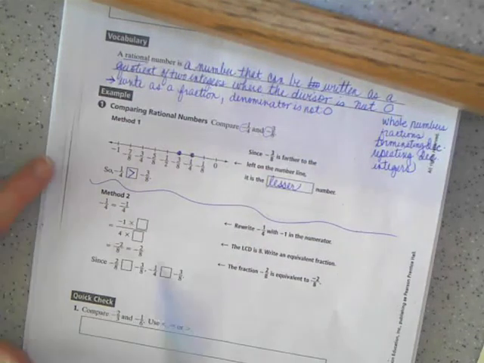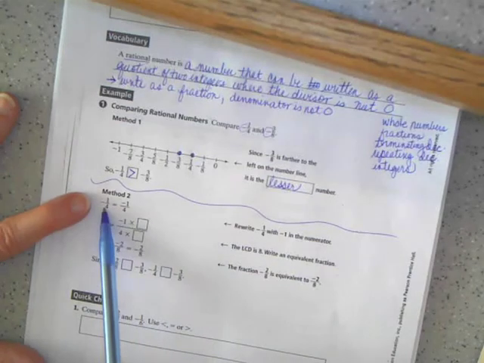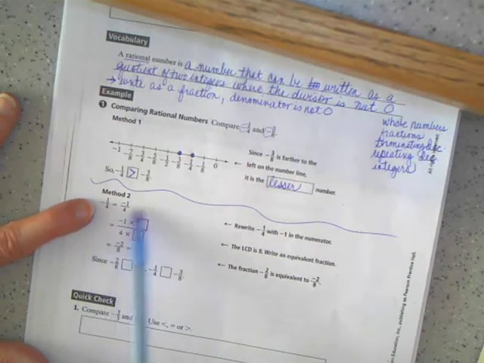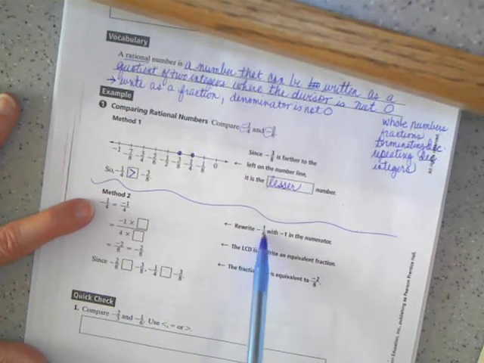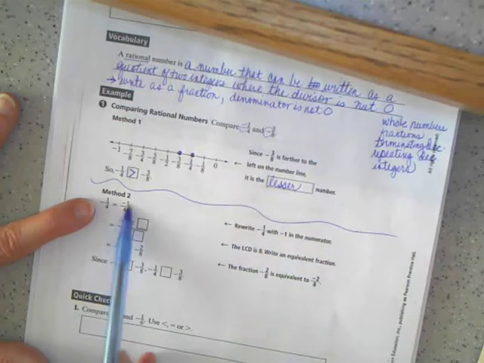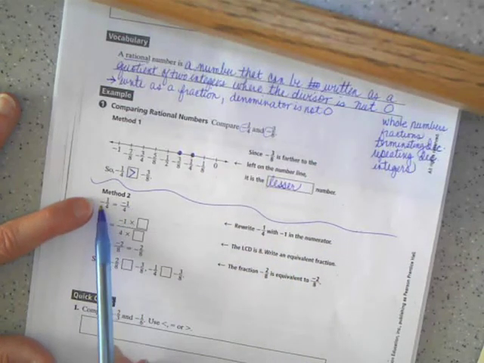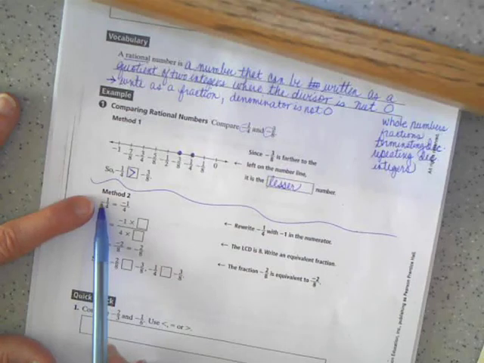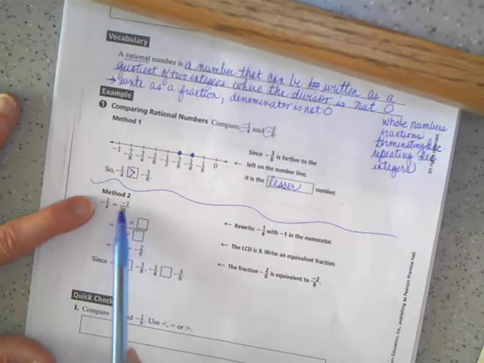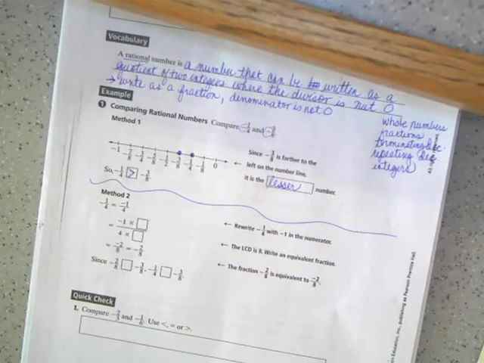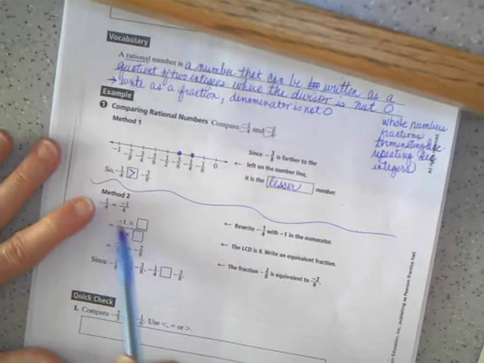All right, so method number 2. Okay, the first thing it tells you is to write negative 1/4 with negative 1 in the numerator. And I almost always do that naturally anyway, because I think sometimes when this negative sign is out here, people kind of ignore it. Up here, it's a little bit easier to spot. So to me, that's a natural step, but that's all they've done here.